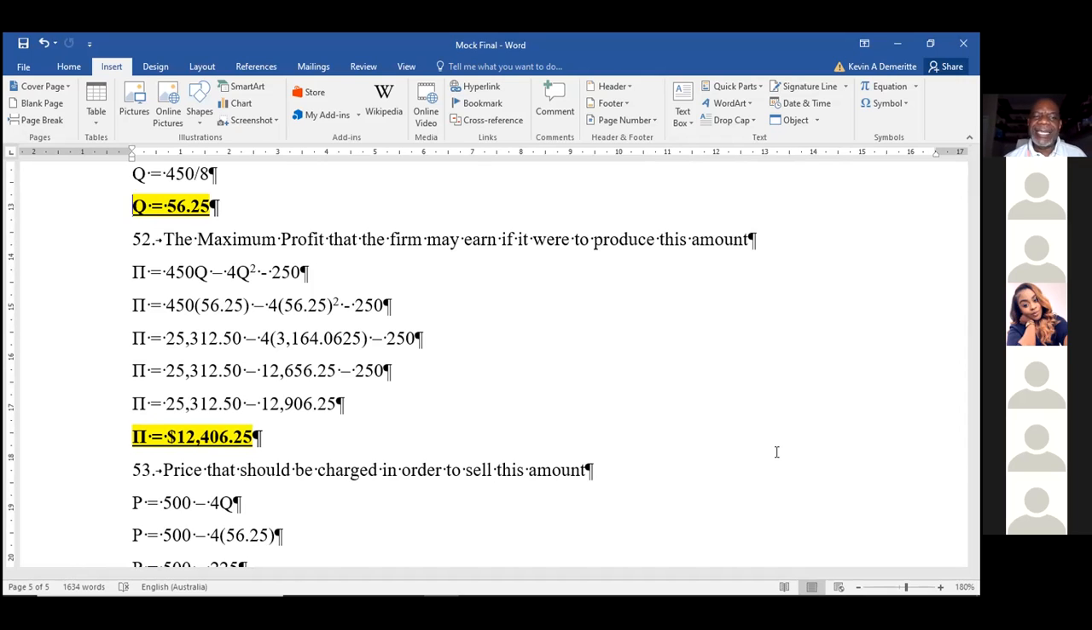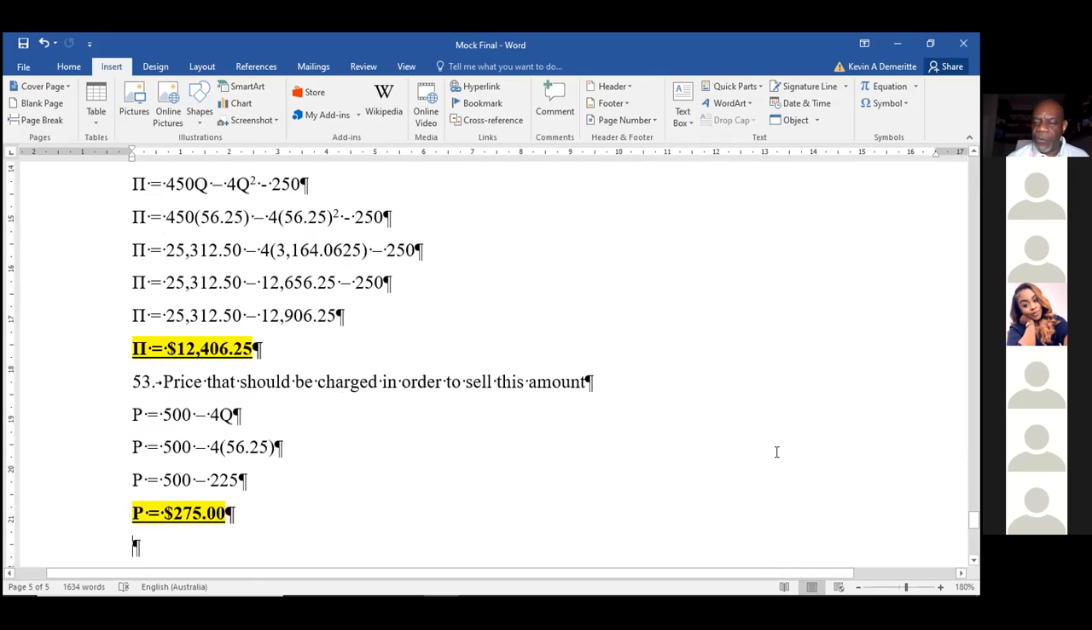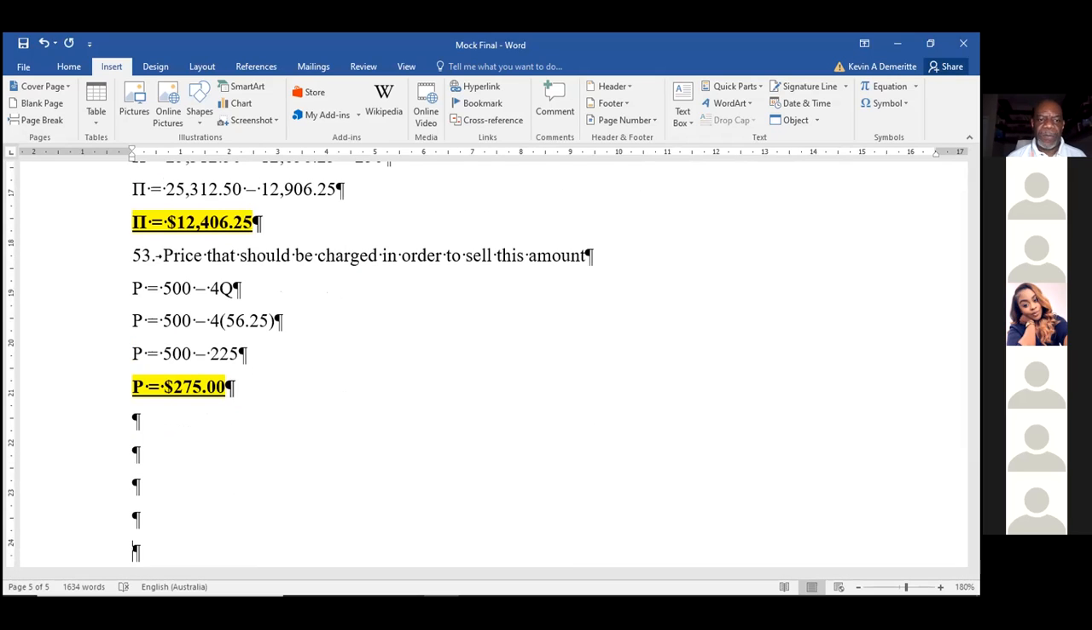In this case, we know we want to sell 56 1/4 units. So we take our price equation, 500 minus 4Q, and we plug in 56.25 where we saw the Q. So we end up with P equals 500 minus 4 times 56.25. 4 times 56.25, you guys told me, was 225 even. So 500 minus 225 is the price of our mattresses, now $275 each.